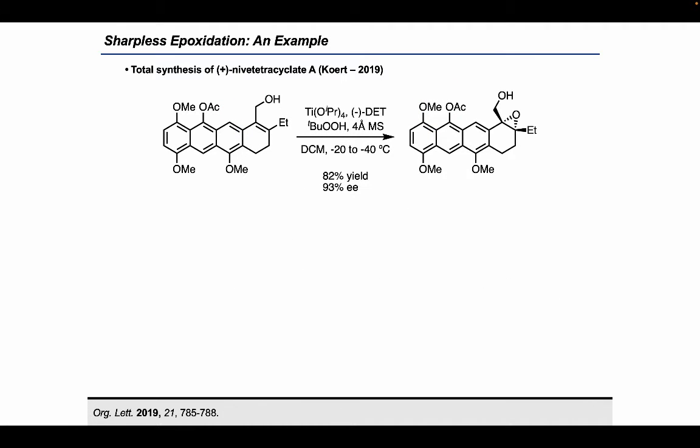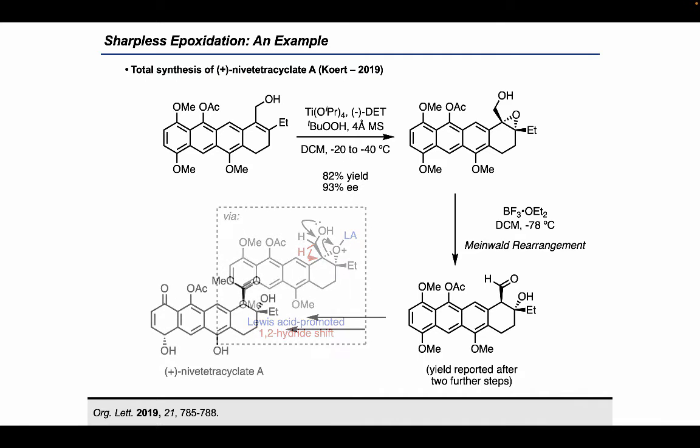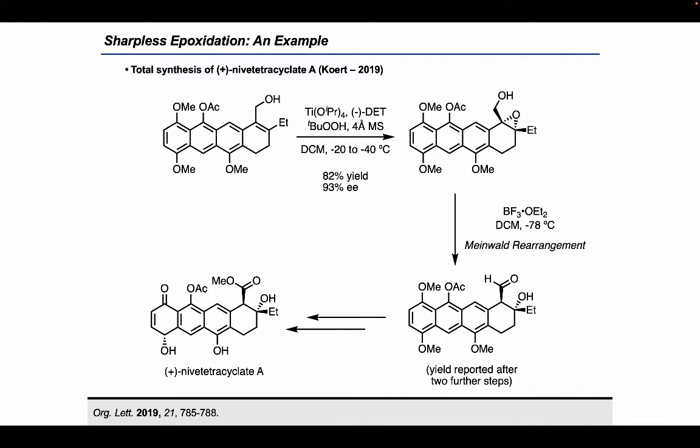For example, in their 2019 total synthesis of nivetetracyclate A, the Kürti group used a Sharpless epoxidation on the tetracyclic substrate shown in order to reach the epoxide product in good yield and enantioselectivity. They were subsequently able to employ a Meinwald rearrangement with ethereal BF3, where the strong boron Lewis acid was used to trigger a 1,2 hydride shift that resulted in the formation of the aldehyde and tertiary alcohol moieties in the product. That product was then carried on to form the core of the target.